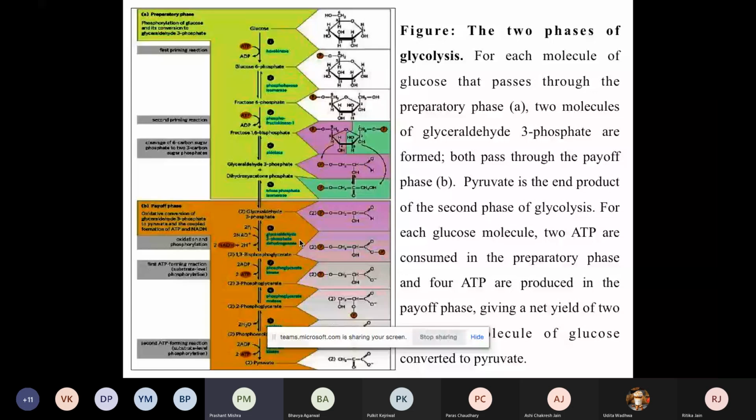So what happens? The electrons from NADH will move to molecular oxygen because oxygen is present, and that is where the electron transport cycle will happen. The electrons will be moving from NADH to molecular oxygen. And during this process, the protons will be pumped out of the mitochondria.